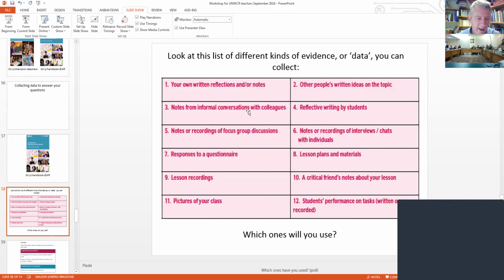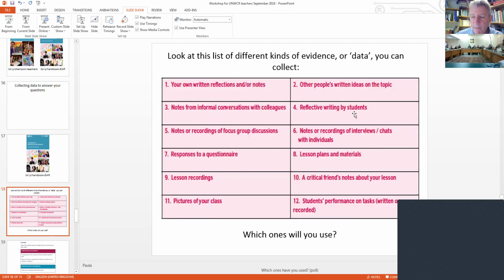Let's just go through. First of all, you can write your own reflections or notes about an issue. And that can be very, very useful to do. I don't know if some of you keep a diary about your classes or keep notes about your classes. It can be a very good way to answer questions. You can also, of course, read what other people have written about a particular topic by looking at the internet, by reading books. You can have conversations with colleagues about a particular topic.